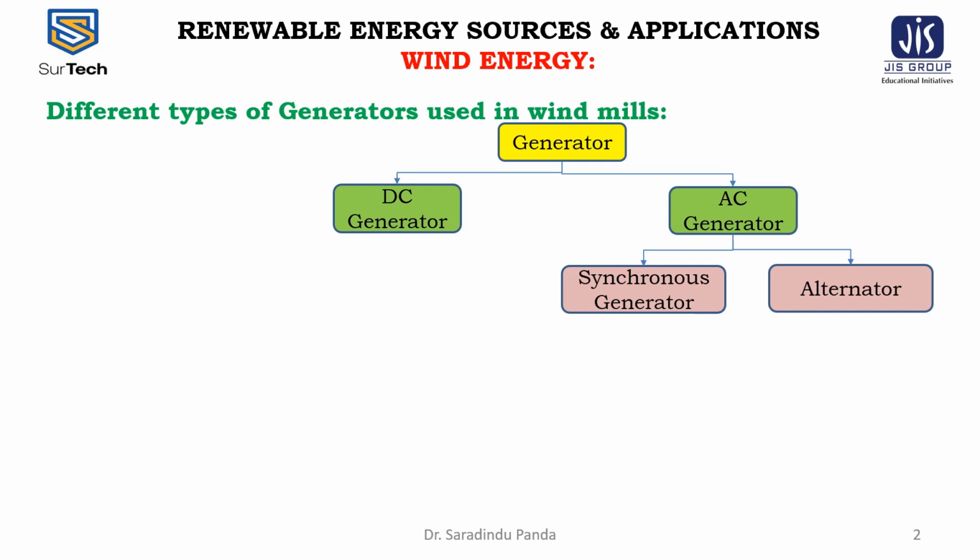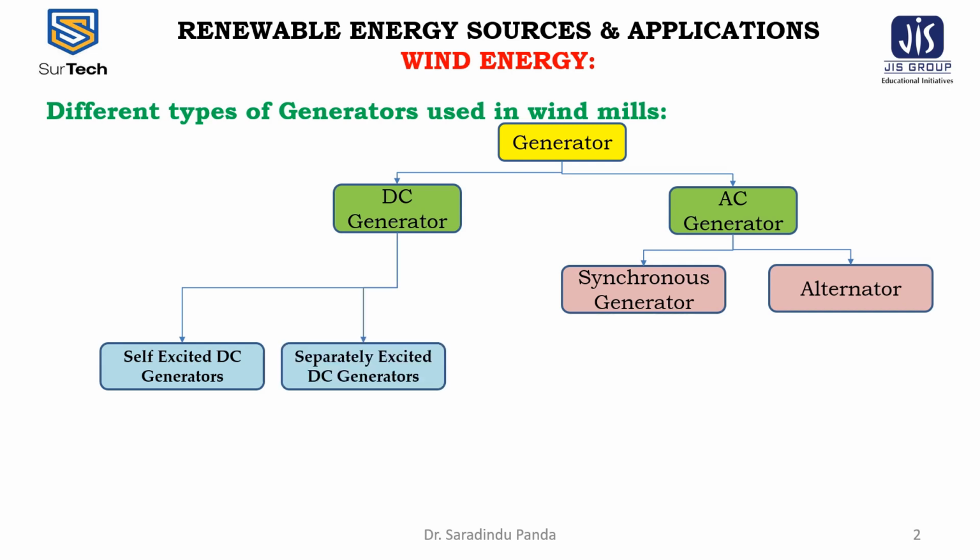that is produced. The DC generators are again classified into self-excited DC generators, separately excited DC generators, and permanent magnet DC generators. In the self-excited DC generators, the field coils are excited by the generator itself. In the separately excited DC generators, the field coils are excited by some external source, and in the permanent magnet DC generators, the field coils are excited by permanent magnets.